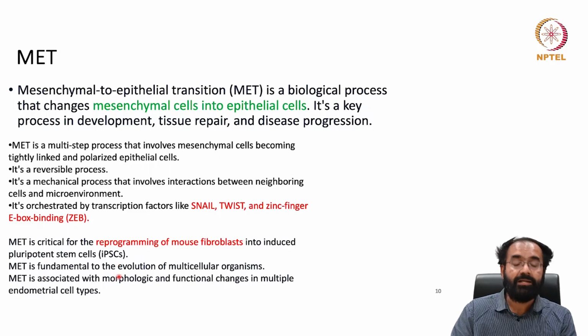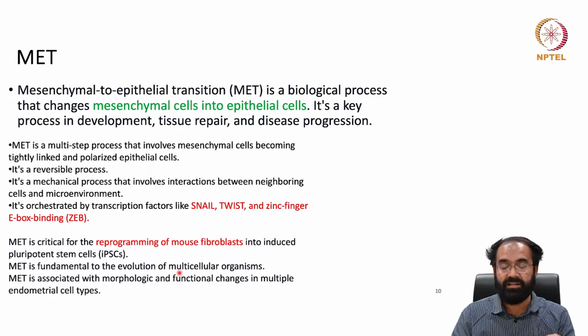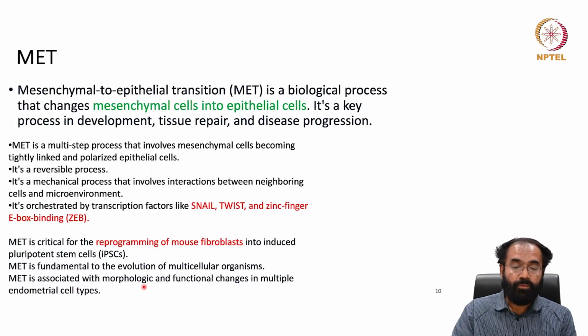MET is a fundamental process to evolution of multicellular organisms. Multicellular organisms have got orchestration of different cell types and tissues. If EMT and MET is not possible, then you cannot get a multicellular organism. That means development depends a lot, and regeneration and wound healing depends a lot on the EMT and MET. And naturally, cancer also makes use of this strategy, development and wound healing strategy, for cancer cell establishment. MET is associated with morphologic and functional changes in multiple endometrial cell types as well.